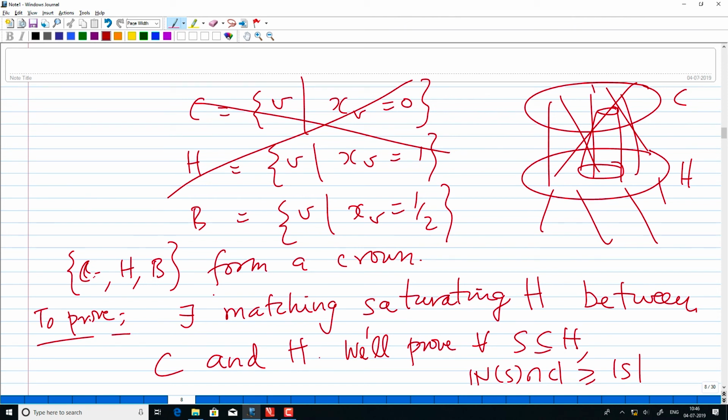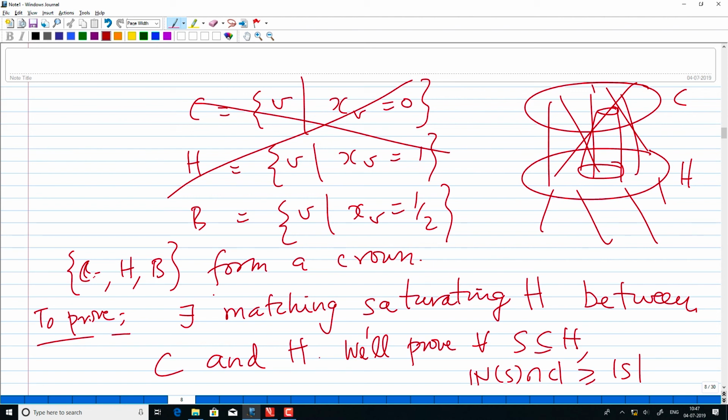Now, what can you say about the size of B? How many vertices can there be? LP opt is at most k. So how many vertices can there be in B? Because what is LP opt? It is a sum of all of these x_v quantities. You add all the x_v quantities and what you get is LP opt, which I tell you is at most k. So how many vertices can there be in B? 2k. You got a 2k kernel now. That's it.